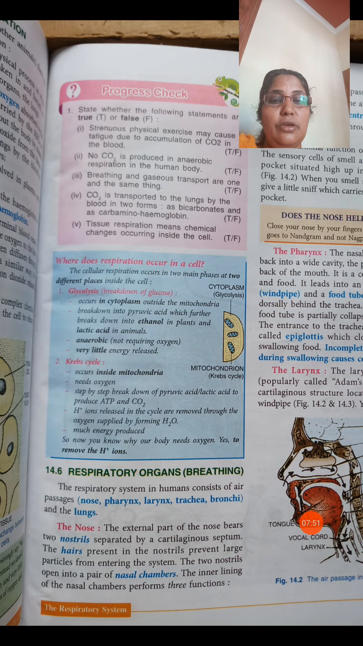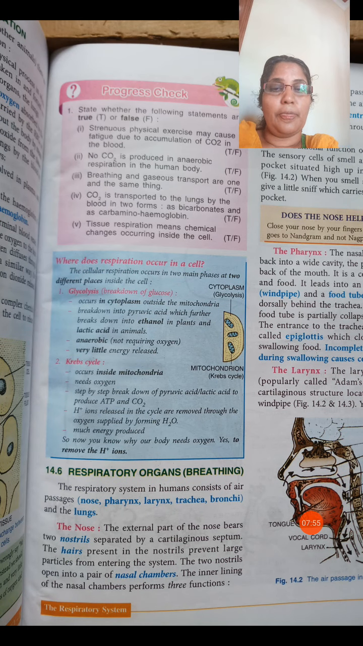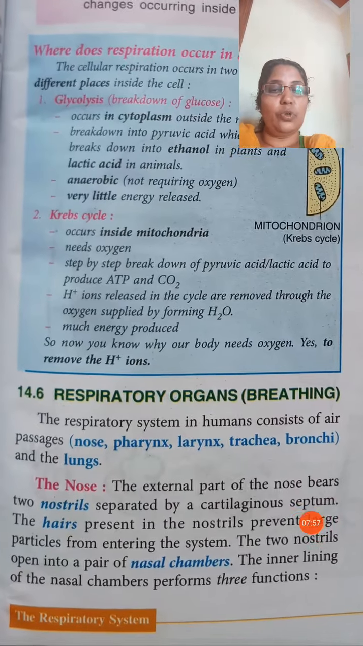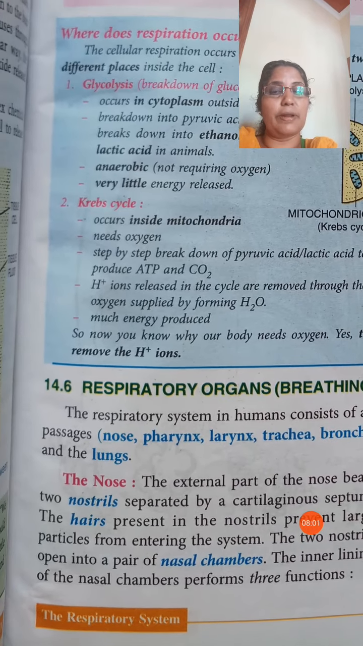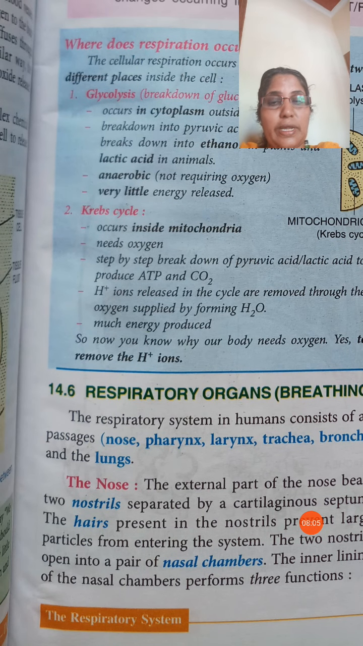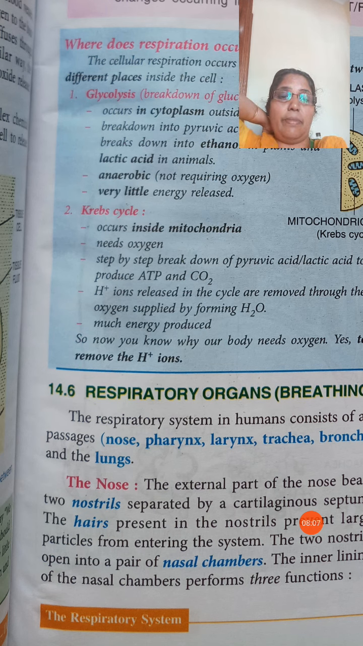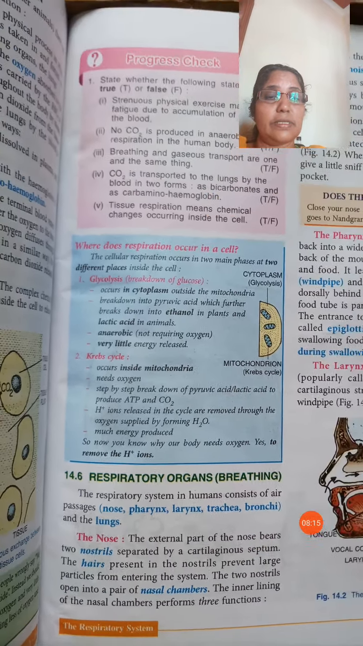Then again you can see certain structures are present in the nose. Here the nose has nostrils, and hairs present in the nostrils prevent the dust particles or small insects from entering the respiratory system. ഈ hair ഉള്ളതുകൊണ്ട് that can trap the substances. Then nasal chambers are also there.